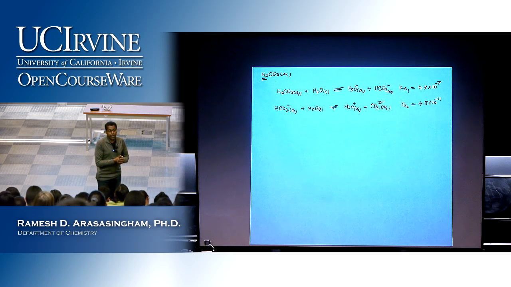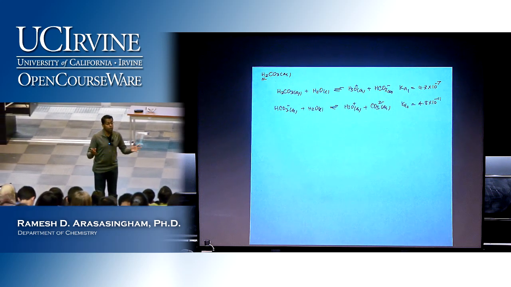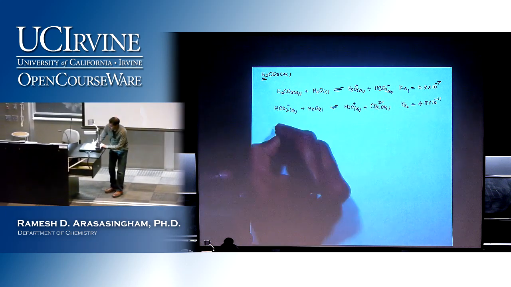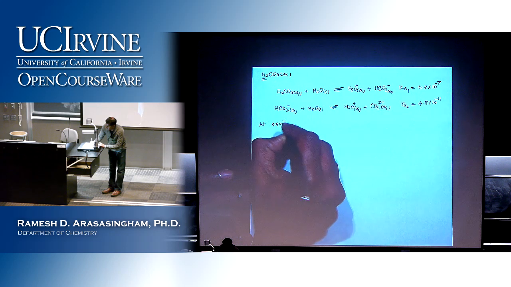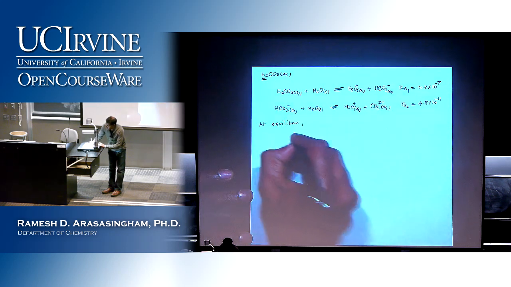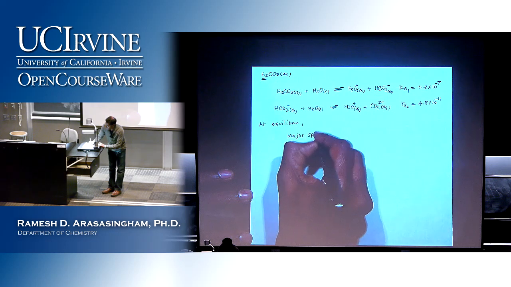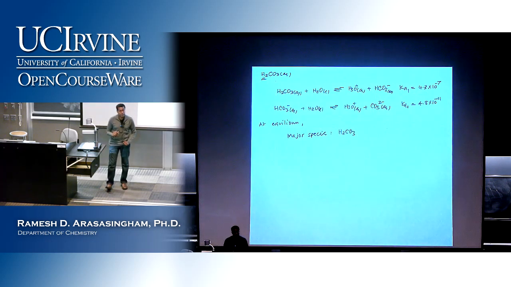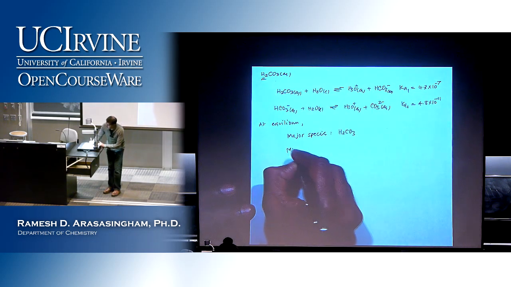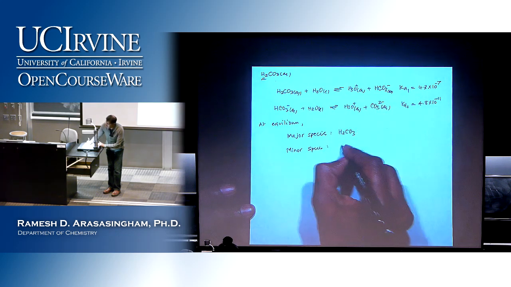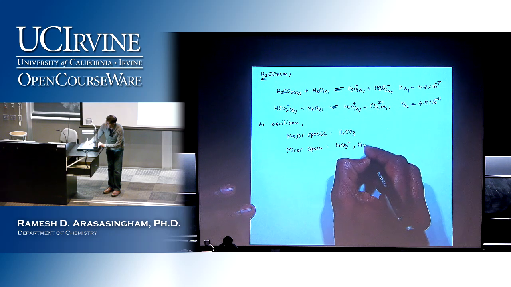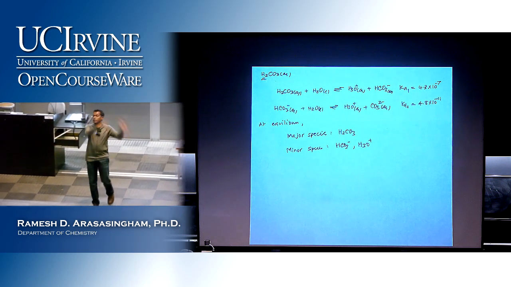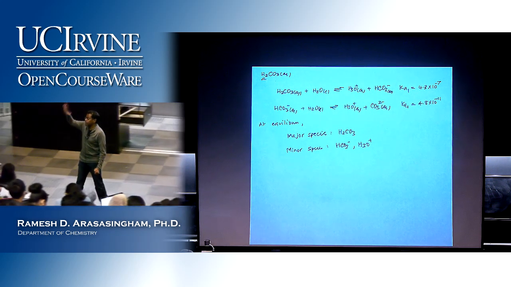All right? So the major species in the first step would be what? H2CO3. So in this equilibrium, at equilibrium, the major species would be H2CO3. You're going to have lots of that. All right? Now the minor species would be HCO3 minus and H3O plus. You see that? Because for the first step, the equilibrium lies on the reactant side, so they're forming only a very small amount of products.